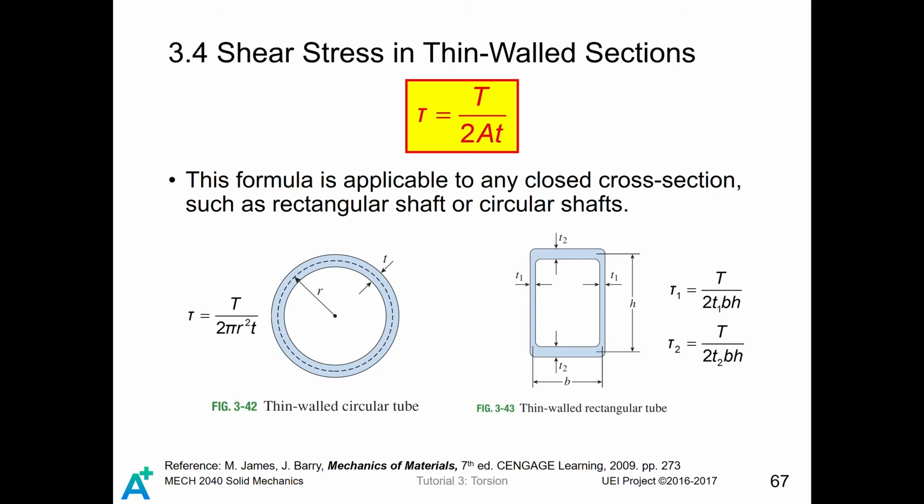Here are some examples of the calculation of shear stress inside this thin-walled section. First, for the circle, area equals pi r squared, and since it has a uniform thickness, t is just t. For this rectangular section, A equals b h. However, the thickness in this thin-walled section is not uniform. The thickness here is t1, while the thickness here is t2. t2 is greater than t1. However, we can still calculate the shear stress inside this thin-walled cross section. You replace t by t1 and t2 respectively to find the shear stress inside each member.